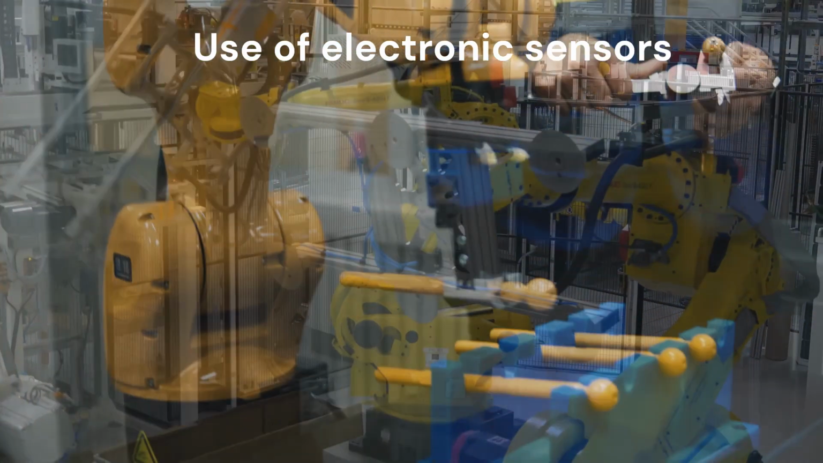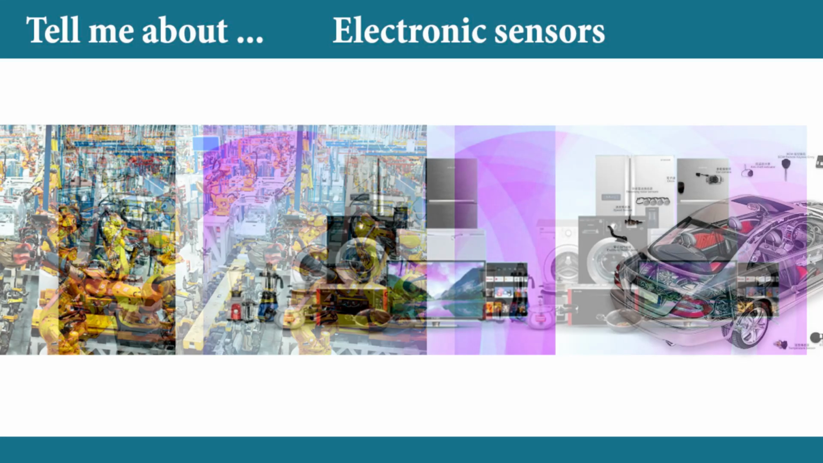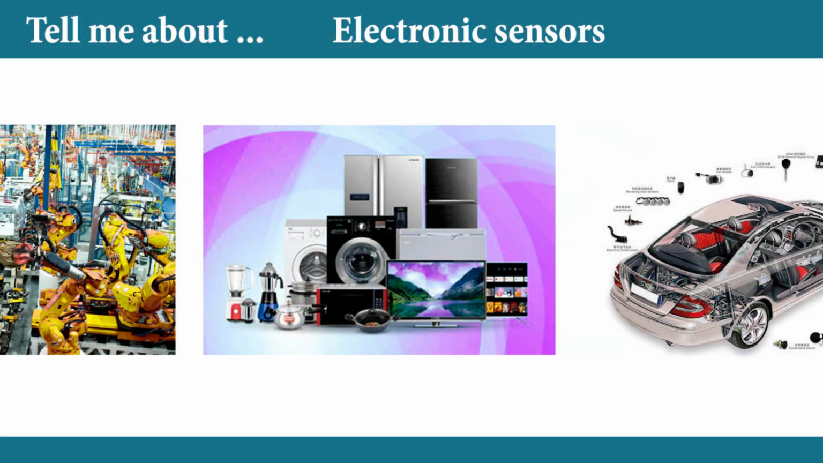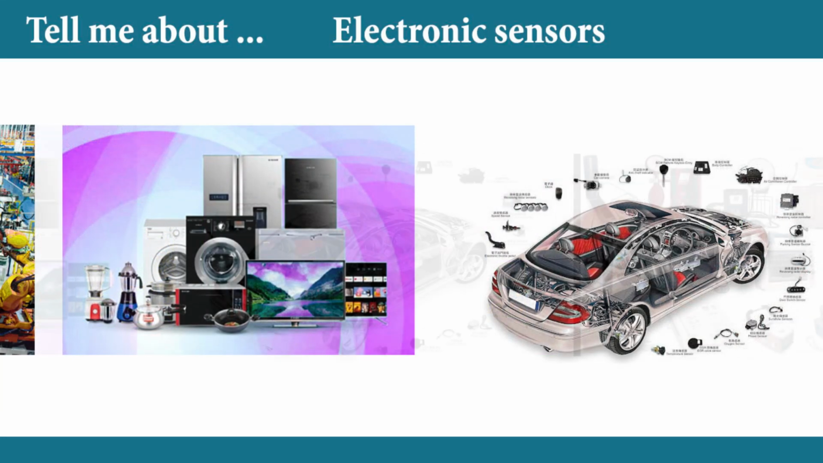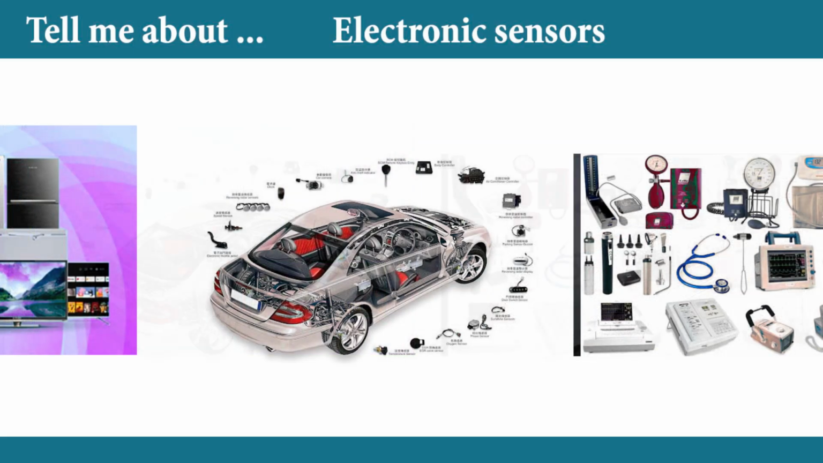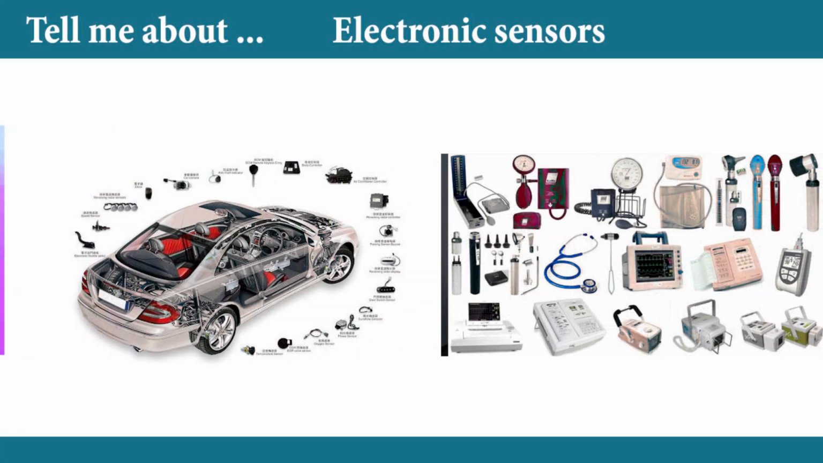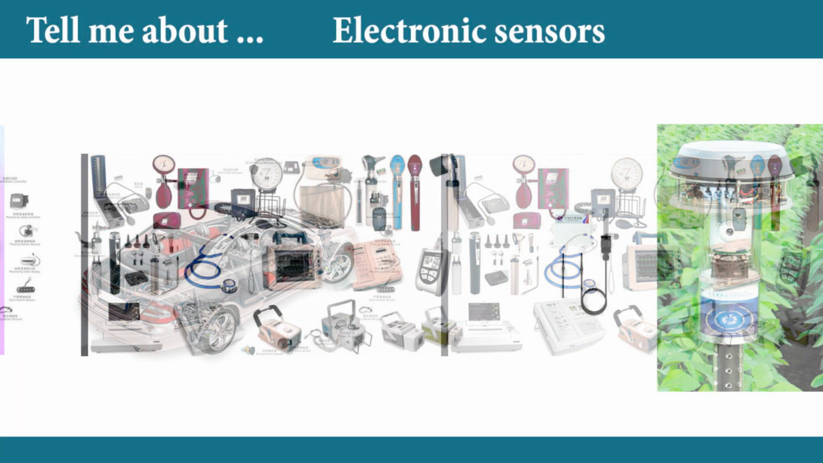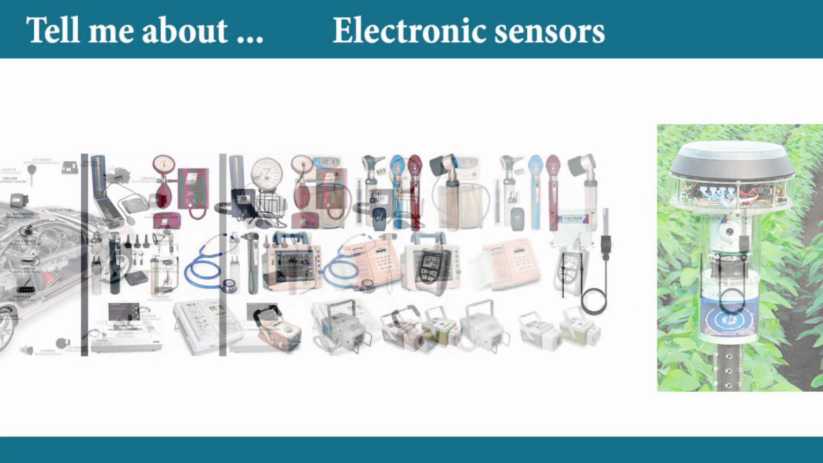Applications: Industrial automation for monitoring and controlling machinery and processes. Consumer electronics in devices like smartphones, gaming consoles, and home automation systems. Automotive systems for functions like parking assistance, collision detection, and climate control. Healthcare in medical devices for monitoring vital signs and other health-related parameters. Environmental monitoring to measure air quality, temperature, humidity, and other environmental factors.